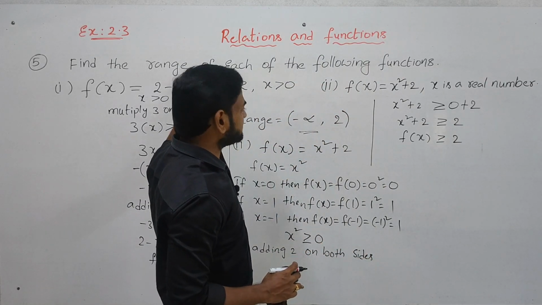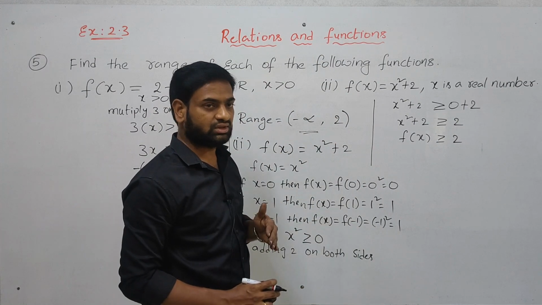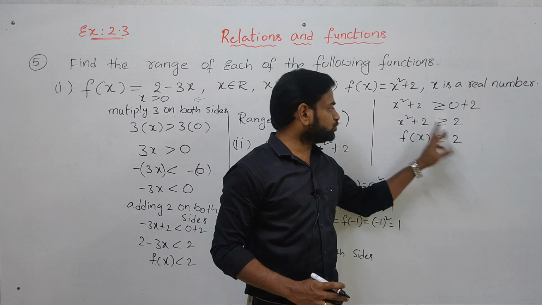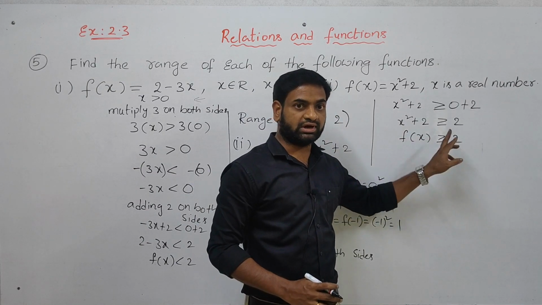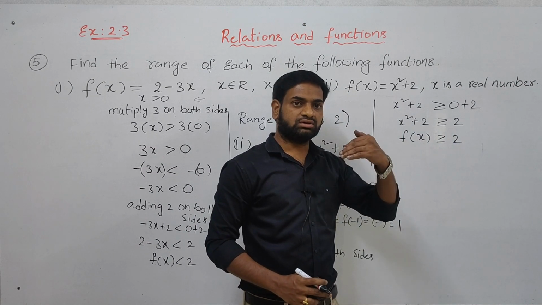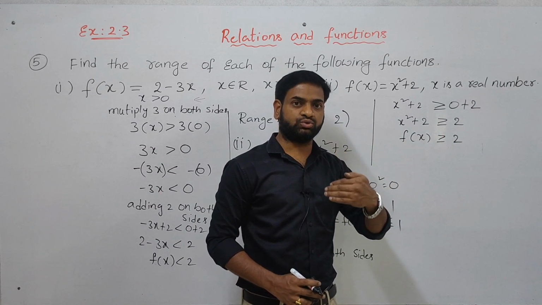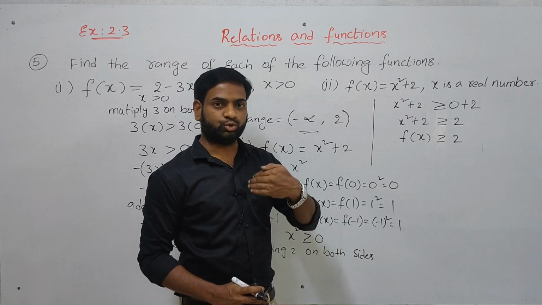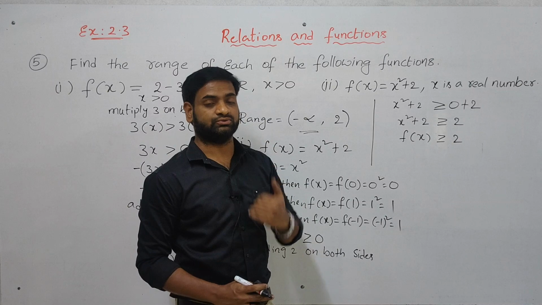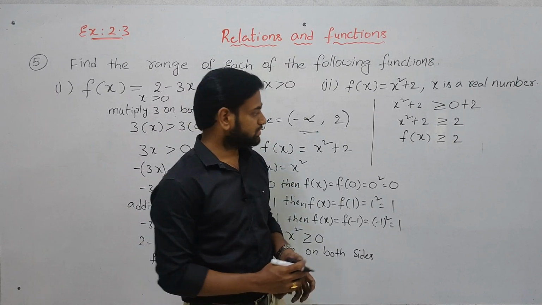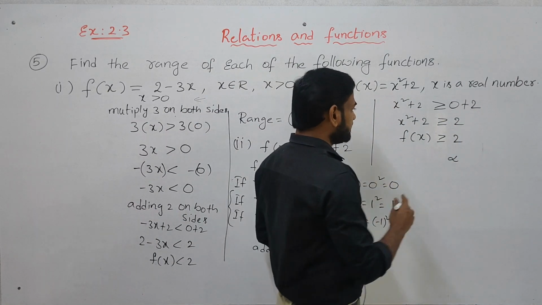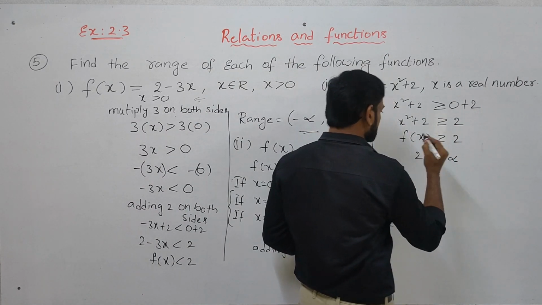Now f of x is nothing but the range. So what are the f of x values? f of x is 2 or above. Above 2, what are the values? 2.1, 2.2, 2.3, 2.4, 3, 4, 5, like that, up to plus infinity. So up to plus infinity we can take, starting from the value 2.